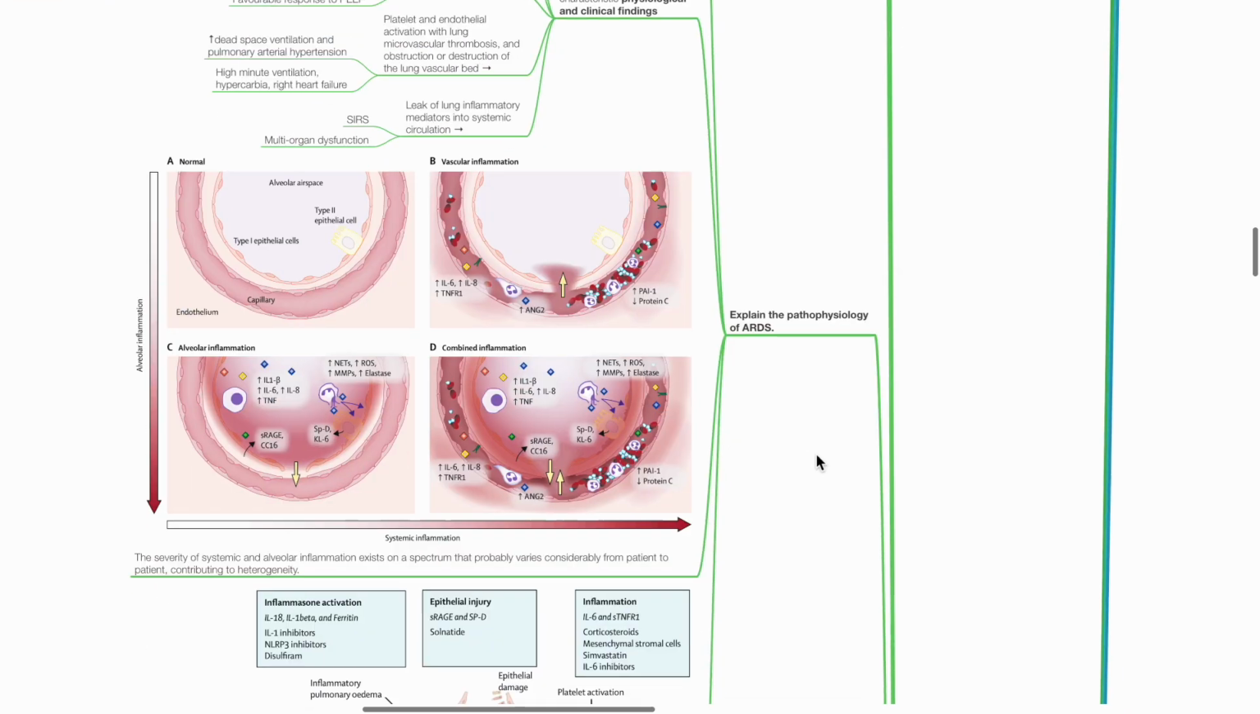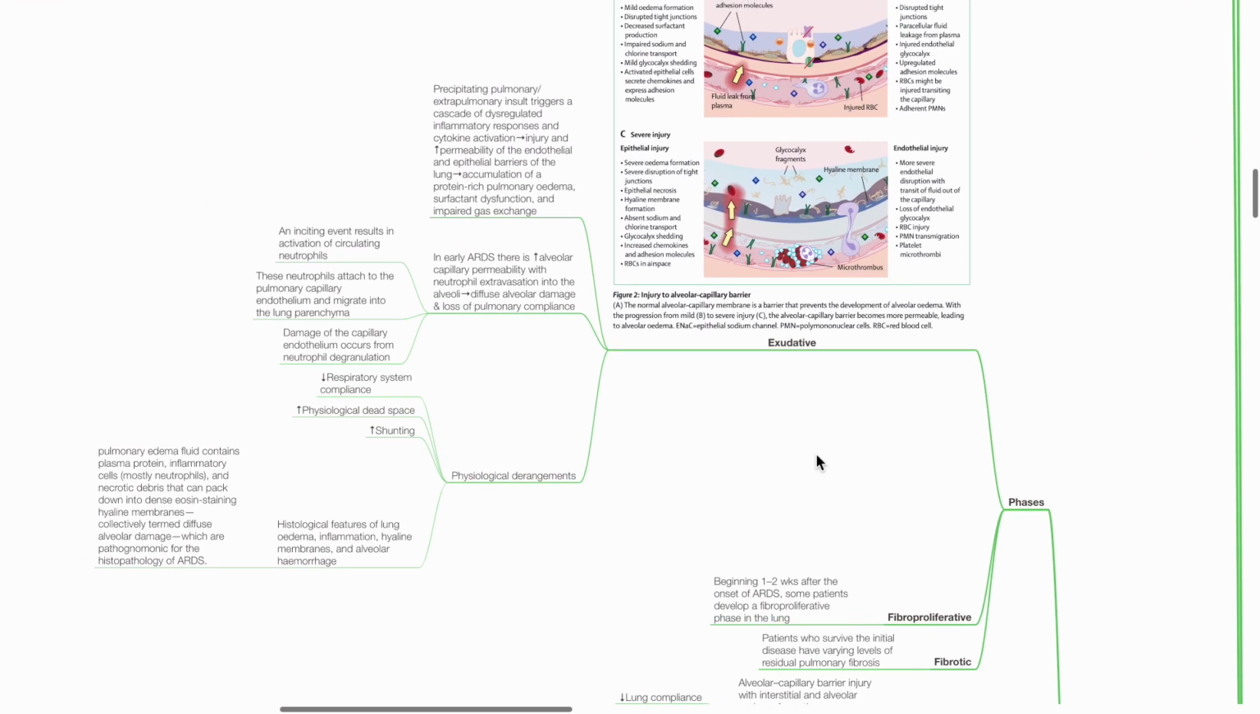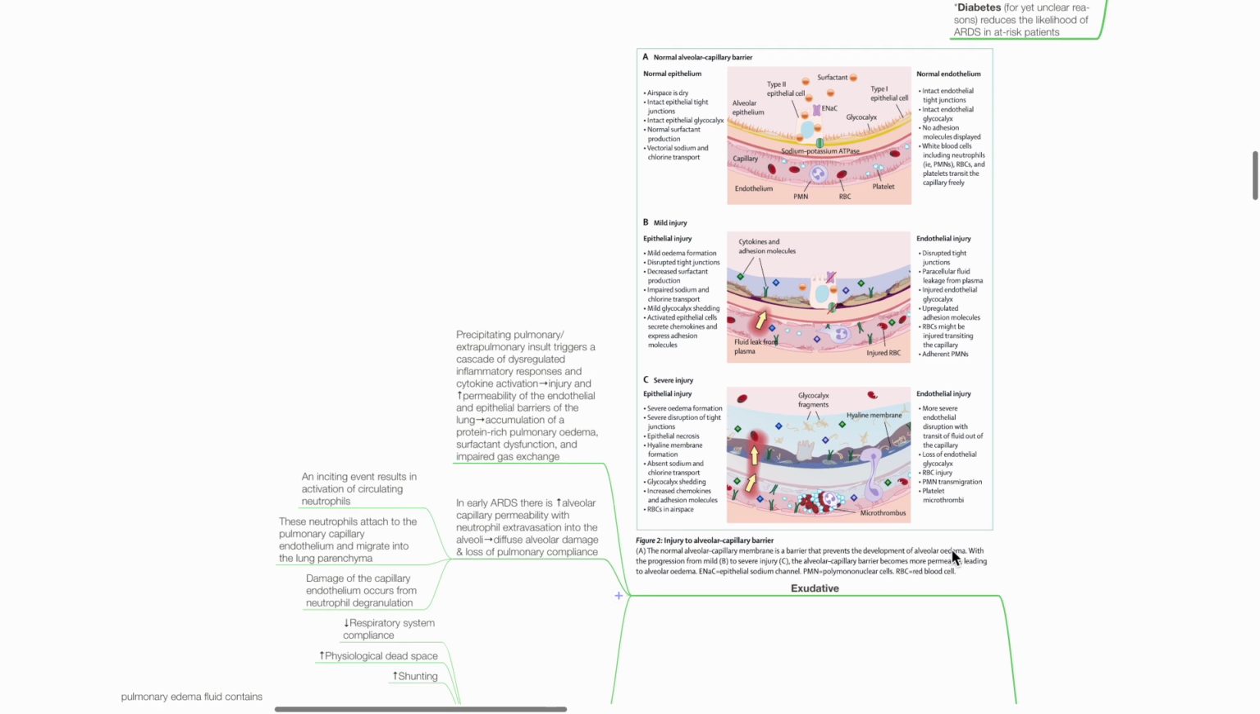Explain the pathophysiology of ARDS. Three phases include exudative, fibroproliferative, and fibrotic phase. In the exudative phase, the precipitant triggers a cascade of dysregulated inflammation, which leads to injury of the endothelial and epithelial barriers of the lung, leading to accumulation of protein-rich pulmonary edema, surfactant dysfunction, and impaired gas exchange.